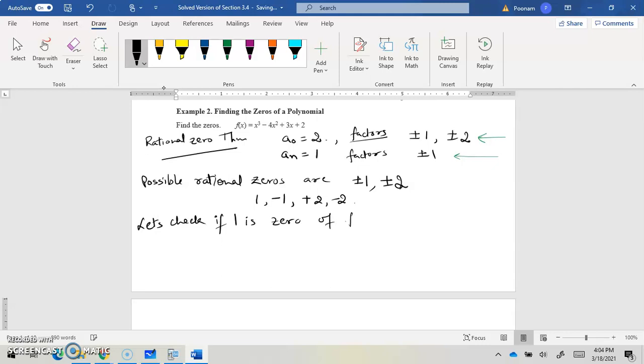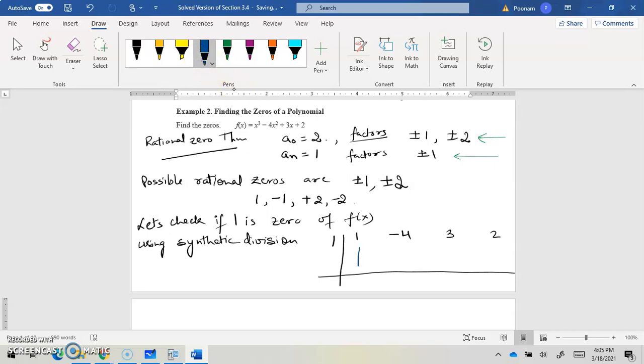How can we check that? Remember our synthetic division. That means I'm dividing my polynomial by x minus 1. So what are the coefficients? 1, negative 4, 3 and 2. I'm dividing by x minus 1 to check if 1 is a zero. When will 1 be a zero? If the remainder here comes 0, right?